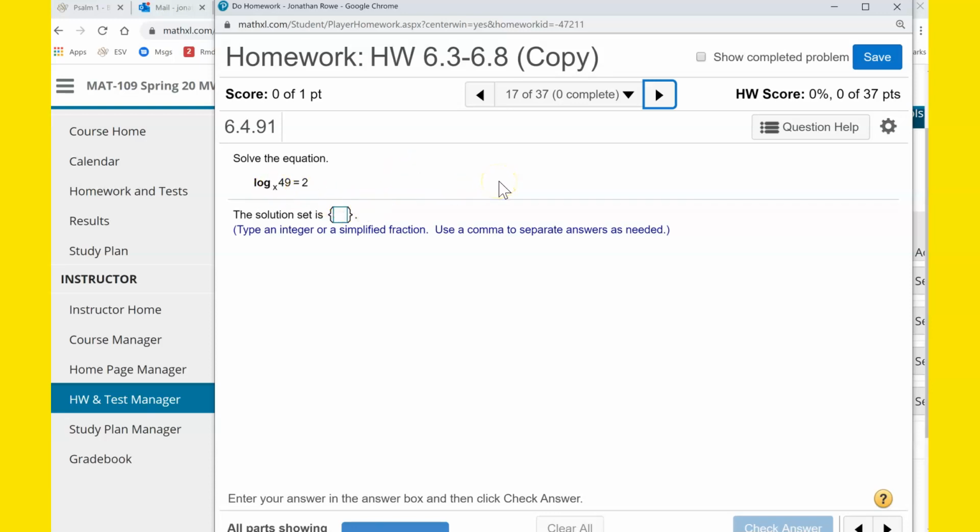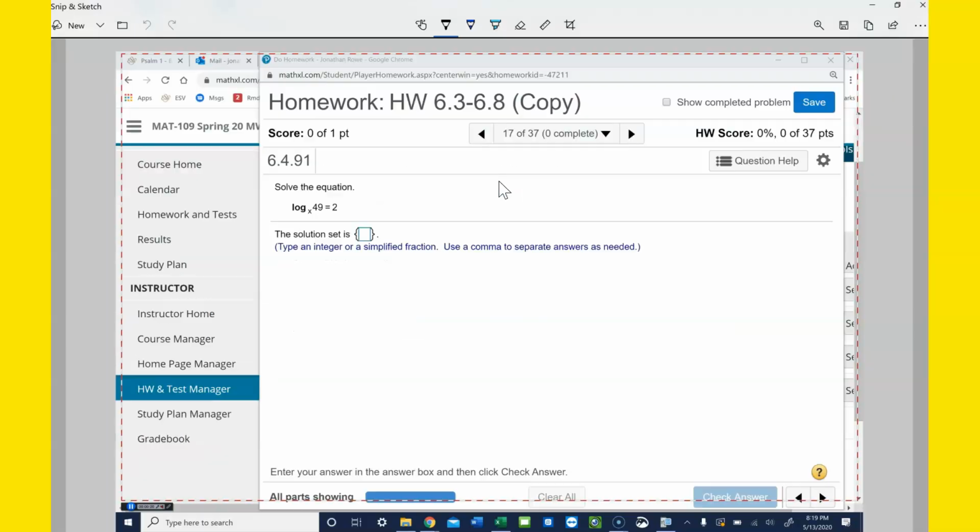Several of the questions involved solving log equations, and we went over how to do a lot of that in the part 2 video, but this one looked a little bit tricky, so I wanted to go ahead and show you how to do this one.